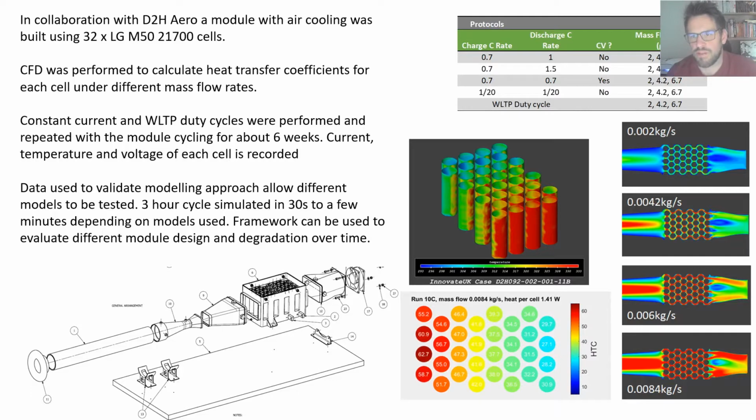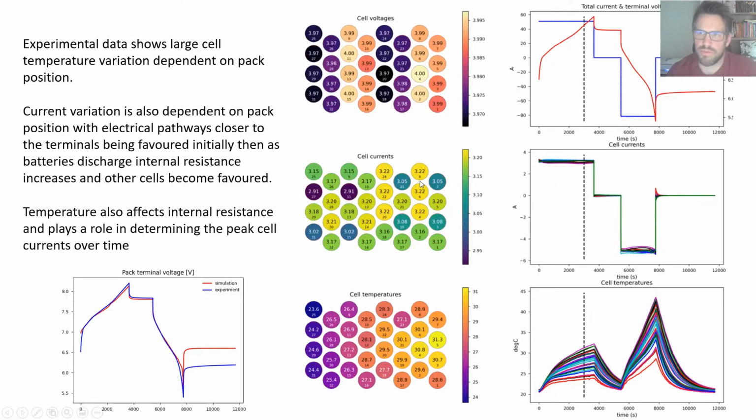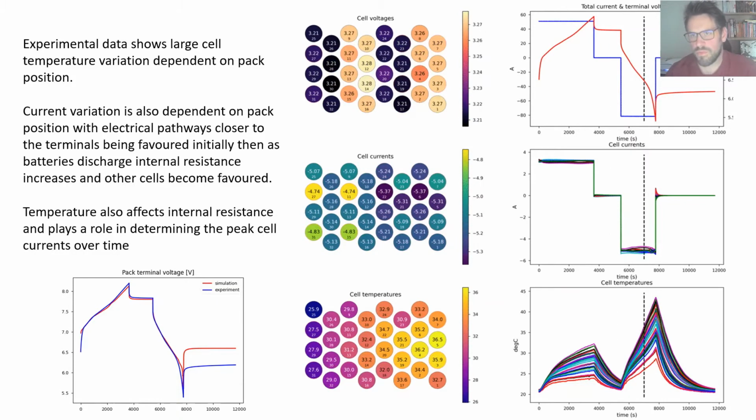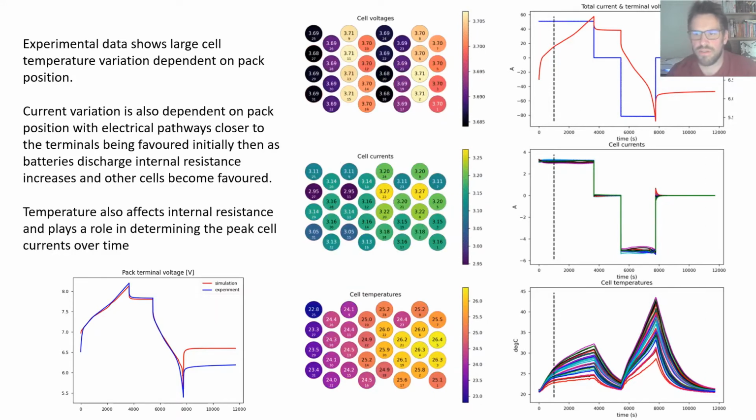And then we ran the rig and we ran the simulations through a number of different scenarios where we were charging and discharging at different C rates. And we also put it through a WLTP duty cycle. And you can see here an example of a simple constant current charge, followed by a rest period, followed by a constant current discharge, followed by another rest.